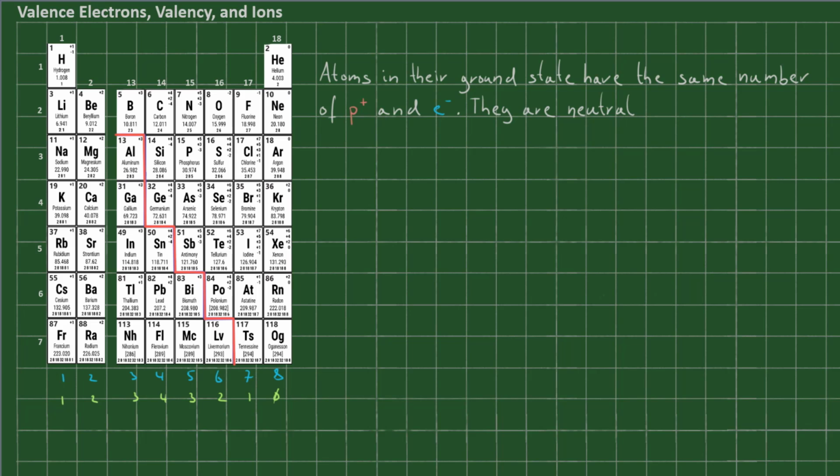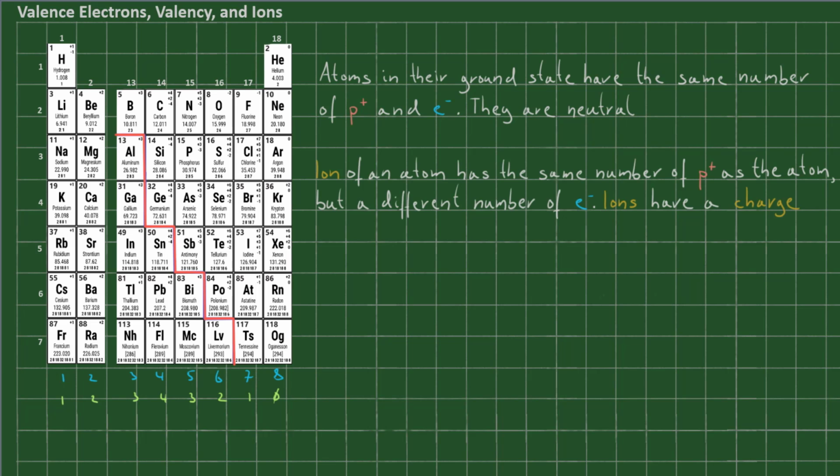This is not the case for ions. An ion of a particular atom has the same number of protons as the atom, but a different number of electrons.